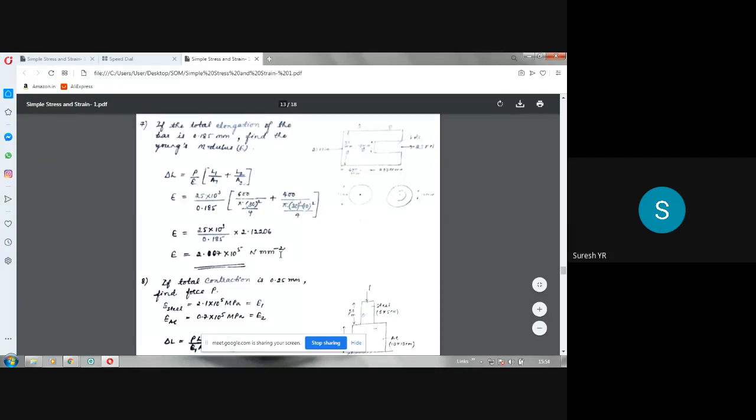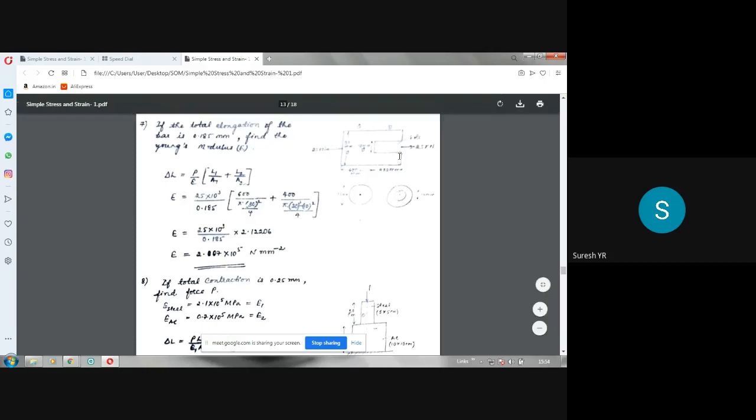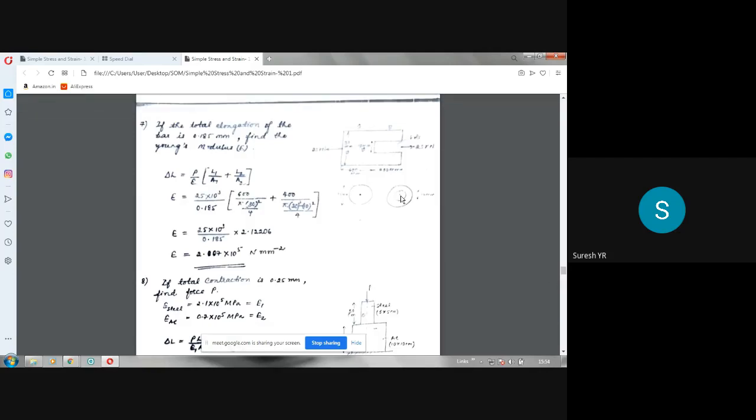That means the material is steel only. It's a steel rod only, because we got the value of E as approximately 2 into 10 power 5. So this is how we have to do it. Why I have taken this problem is that here a hole is drilled in the bar. So we have to take the net area. Net area means when a hole is drilled, it is converted to a hollow section, maybe circular or rectangular, whatever it is. So we have to find the corresponding area. Finding the areas is very important.